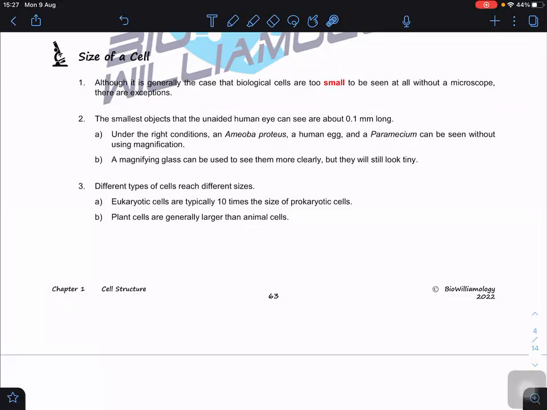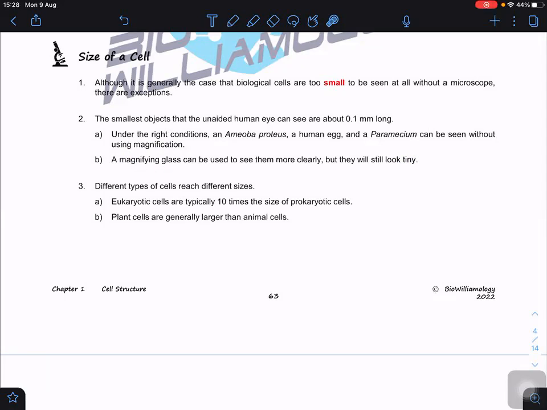But under the right conditions, some organisms like amoeba proteus, the human egg, and the cell paramecium can be seen without using magnification, with a proper stain. If not, we can still use a magnifying glass to see them, but again, they look very, very tiny unless we use a microscope.